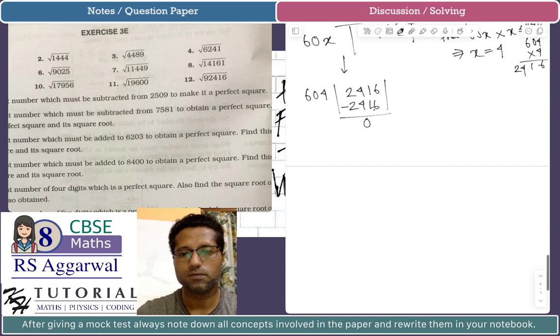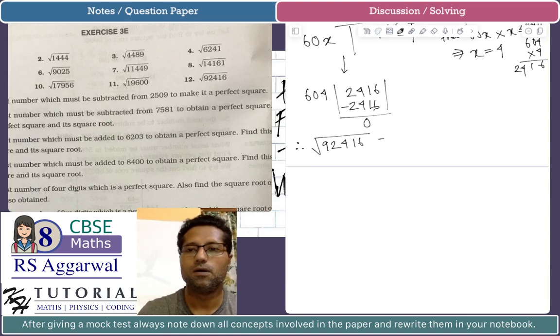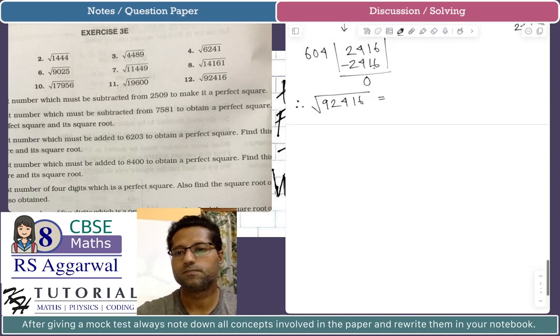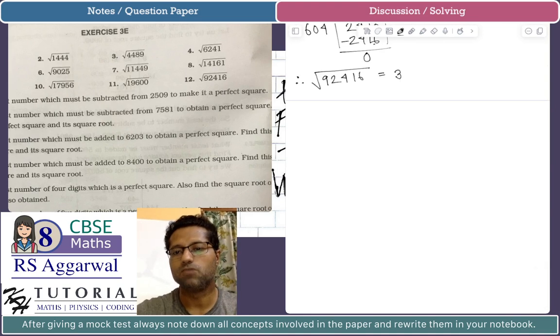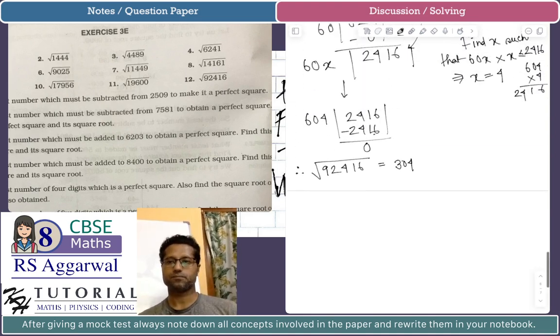So therefore the square root of 92416 is equal to 304.